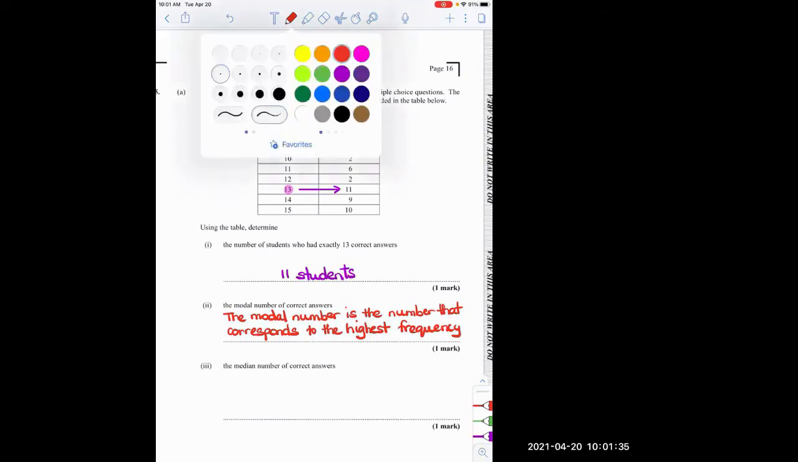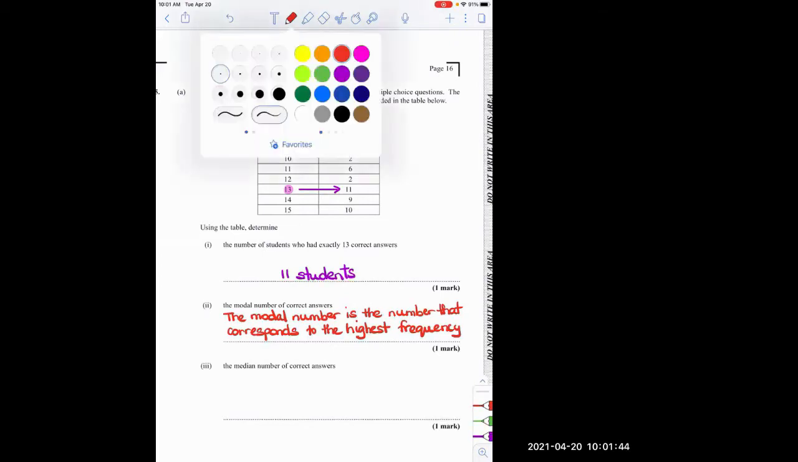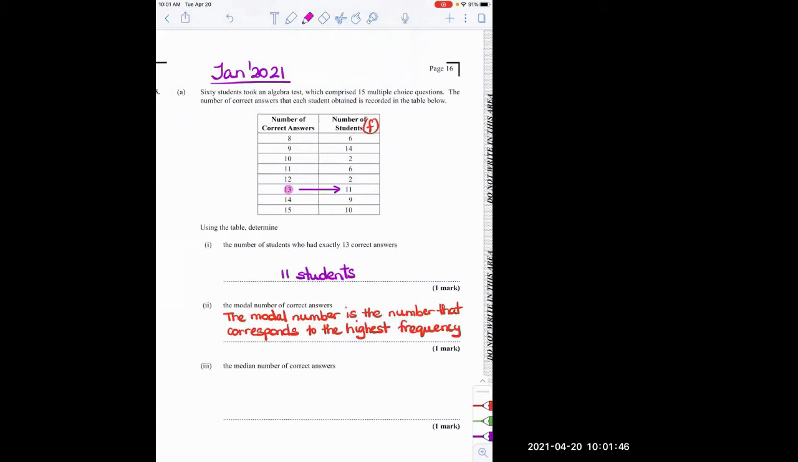So the number of students represents the frequency. So we're looking for the highest frequency. What is the highest frequency? 14. And what number does that correspond to? 9. So the modal number is 9.